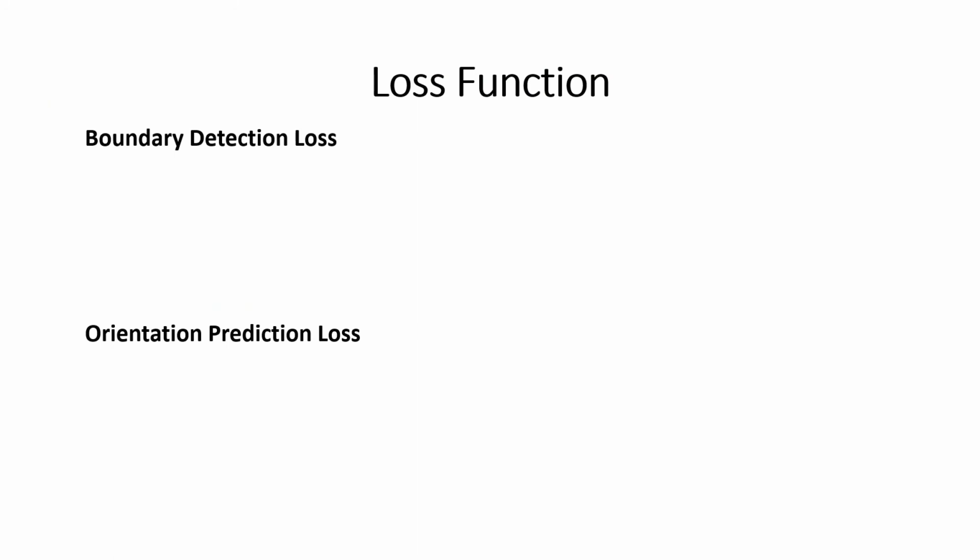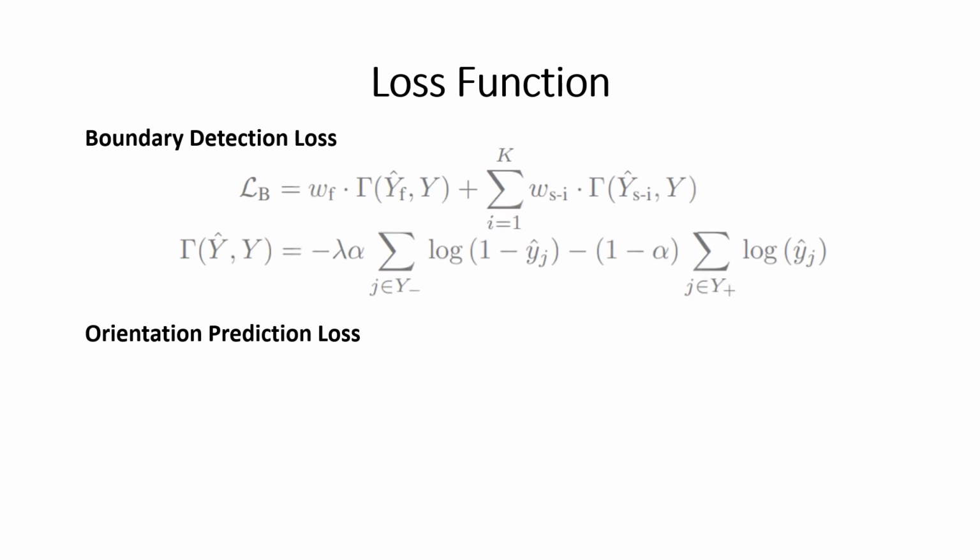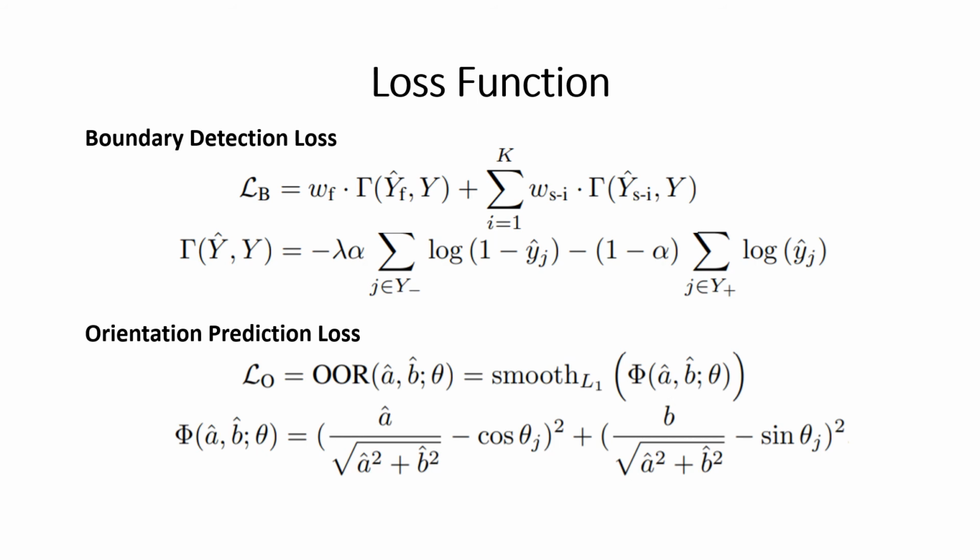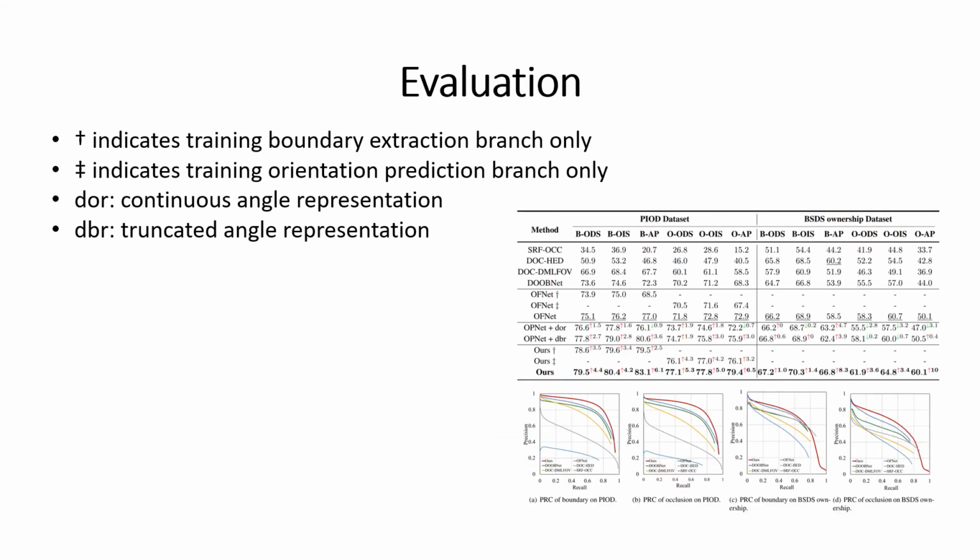Our training loss is the sum of boundary detection loss and orientation prediction loss. The boundary detection loss is the weighted average of binary cross-entropy losses of a global boundary map and multiple side boundary maps at different scales. The orientation prediction loss is the smooth L1 loss of the sum of cosine and sine differences between predicted and ground truth orientations. We evaluate our method on the classic PIOD and BSDS datasets.